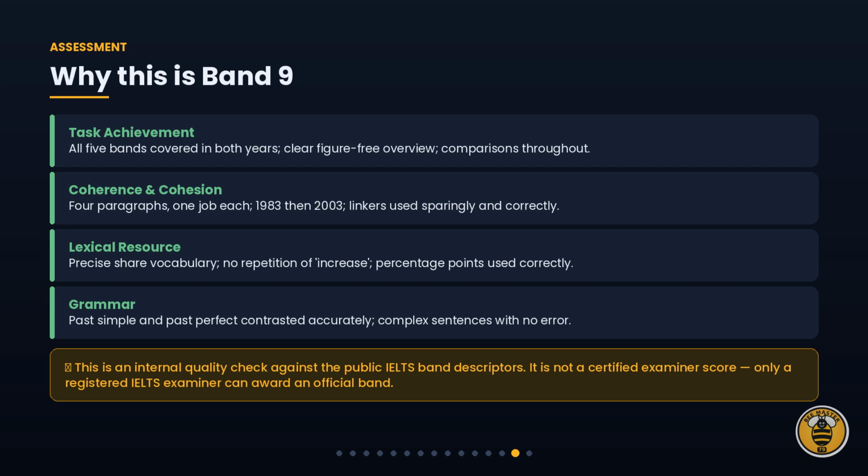One honest caveat, though. This is my own quality check against the public band descriptors. It is not a certified examiner score. Only a registered IELTS examiner can award an official band.